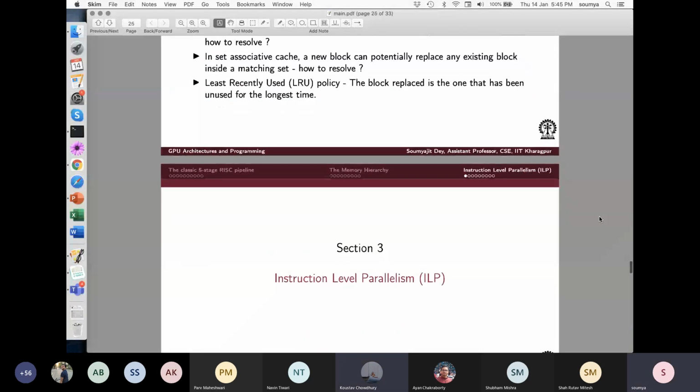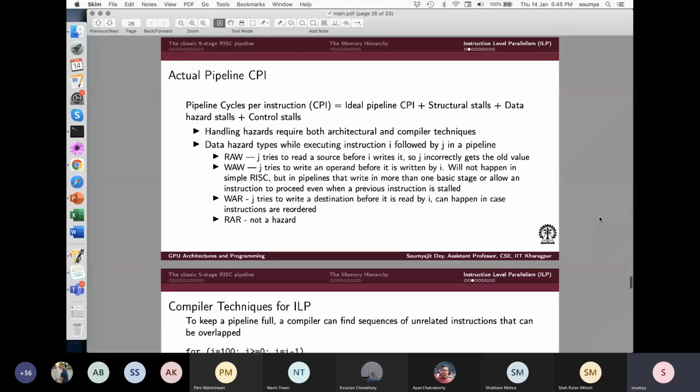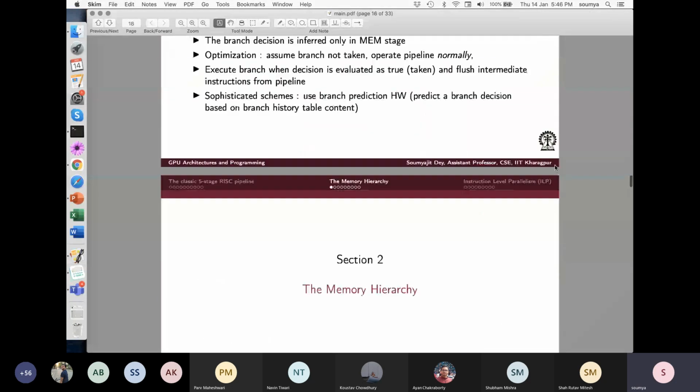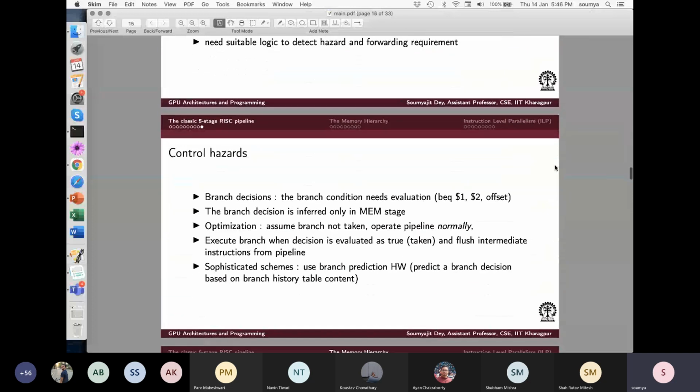Okay, so that brings us to ILP. ILP means, well, as we have already discussed, the different kinds of hazards that can happen, right? The read after write, write after write, and so on. Here we have already covered the hazards, right? A structural hazard, data hazard, and a control hazard.